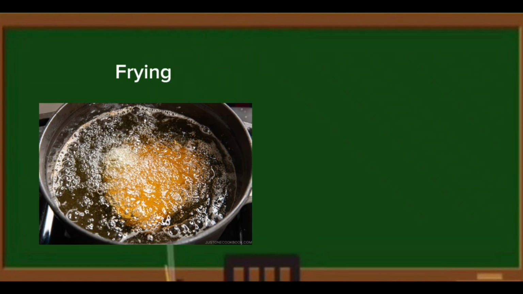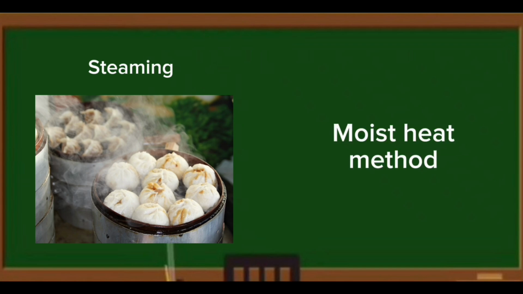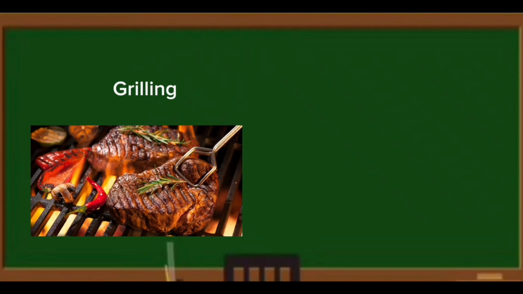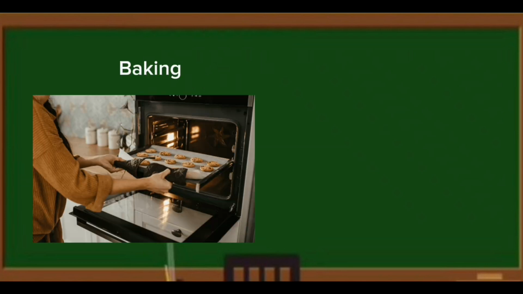And then next is the frying. Frying belongs to? That's right, it belongs to dry heat method. Next is steaming. Steaming belongs to? Okay, very good. It belongs to moist heat method. And the fourth one is the grilling. Grilling belongs to? Correct. Dry heat method. And the last one is the baking. Baking belongs to? Alright, dry heat method again.